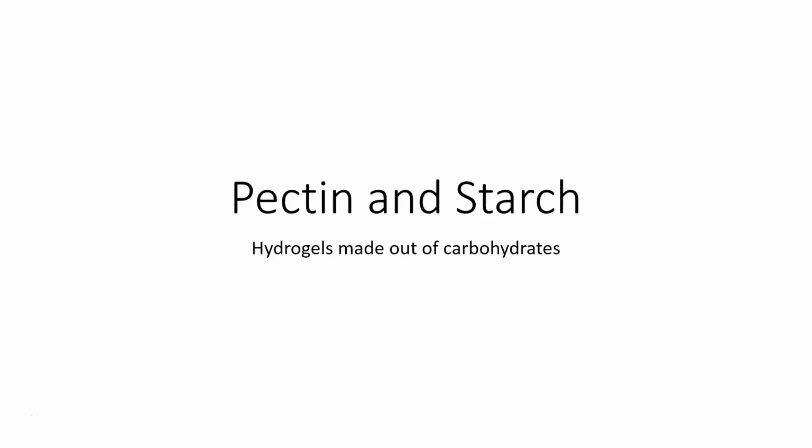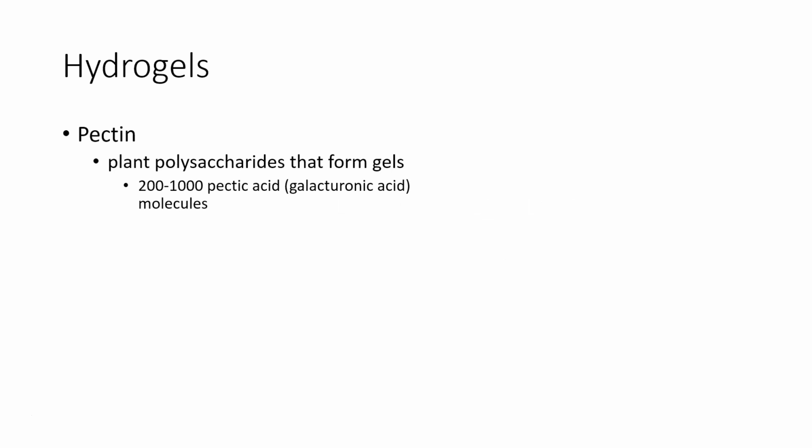Pectin and starch are hydrogels that are made out of carbohydrates. We're looking at sugar-type materials. The difference here is these are derivatives of glucose and fructose. The first one we'll look at is pectin. Pectin is a plant polysaccharide that forms gels.